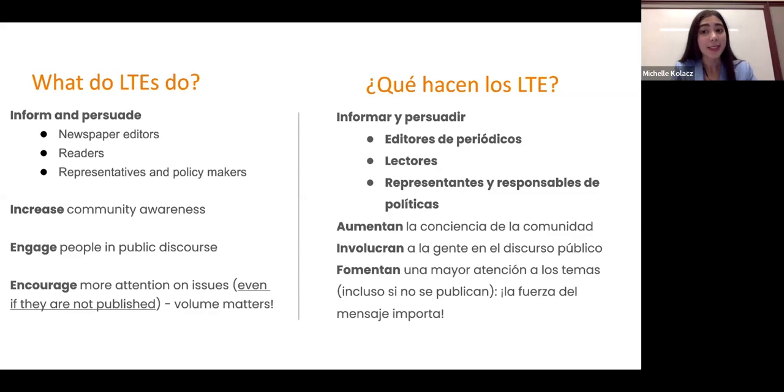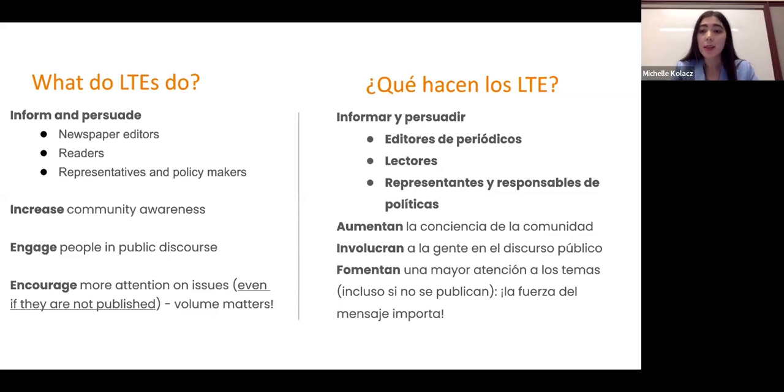It's also, if it does get published, informing and persuading the readers. They can see another opinion on a topic, and it might change their mind about something, or perhaps it expands their knowledge to something that will benefit them in their community. A letter to the editor also informs representatives and policymakers.